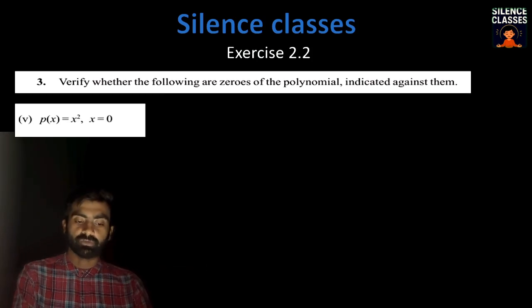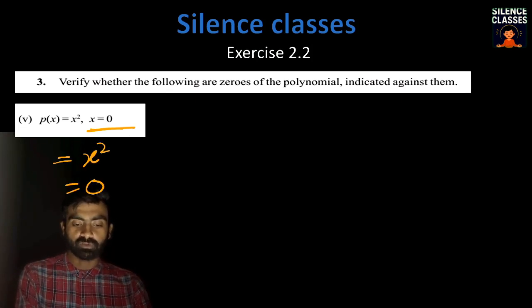Now let's move to the fifth part. Over here x is equal to 0, and you know that in x square we have to put 0. 0 square will become 0, so you can say yes, it is.